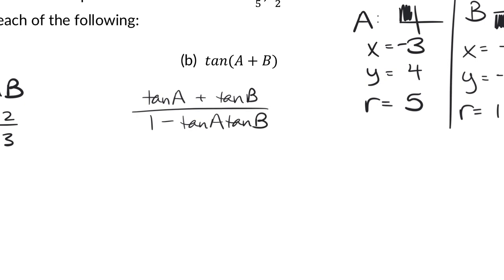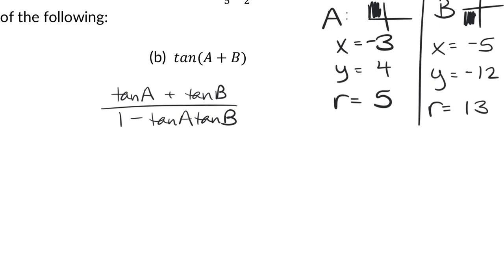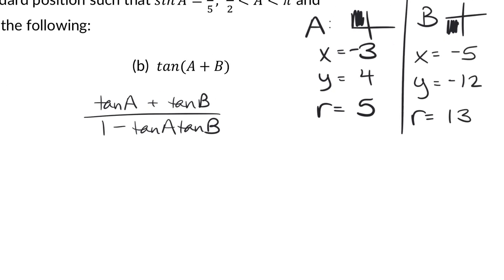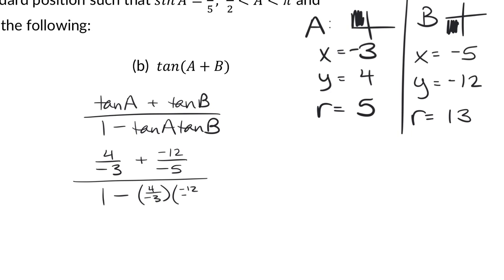We're going to put some fractions and fractions here. The tangent of A. Tangent is y over x. So what is the tangent of A? 4 over negative 3. Tangent of B, again y over x, is negative 12 over negative 5. And all of that is over 1 minus those same numbers multiplied together: 4 over negative 3 times negative 12 over negative 5.